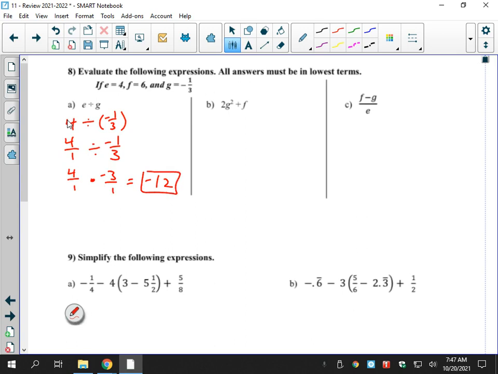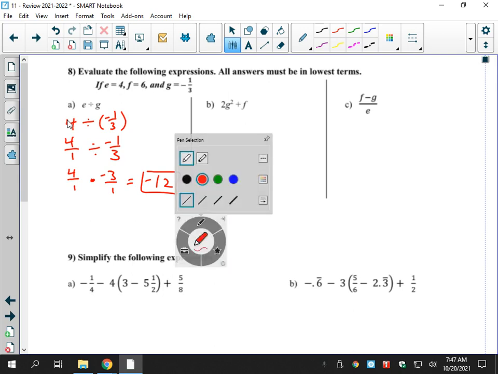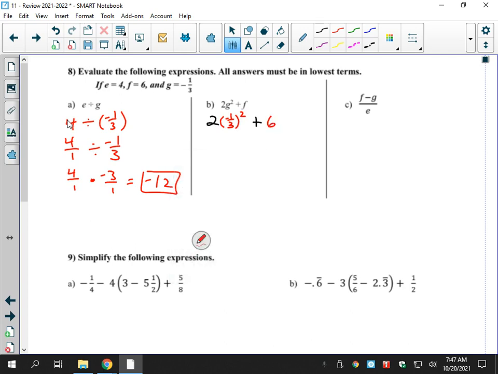On B, 2G squared plus F, we've got 2, and then we're going to substitute in for g, which is negative 1/3. We've got those parentheses. We've got an exponent plus f, which is 6. Now we want to remember that negative 1/3 squared means negative 1/3 times negative 1/3, which is positive 1/9. That's going to be 2 times 1/9 plus 6.